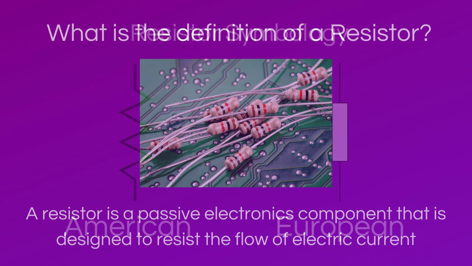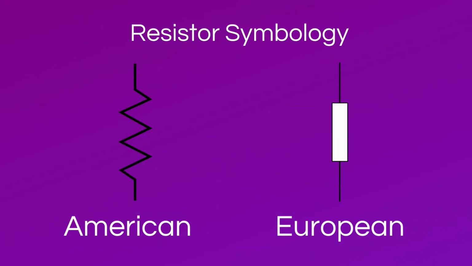In Europe, the resistor symbol looks like a box with two lines sticking out of it, while in the United States, the resistor symbol is a zigzag with two lines sticking out of it as well.